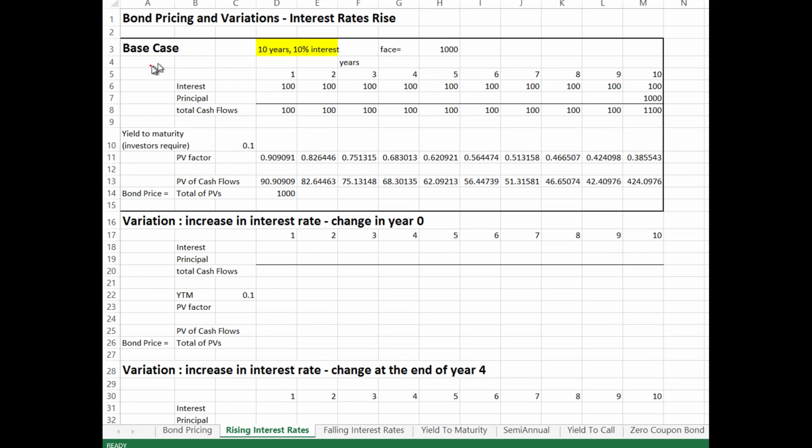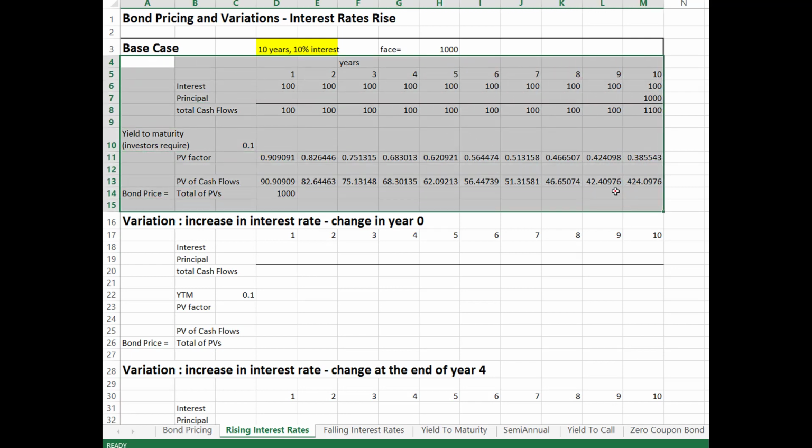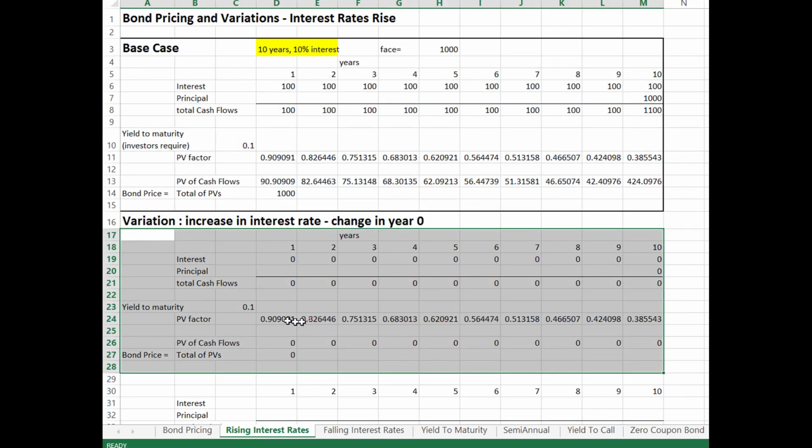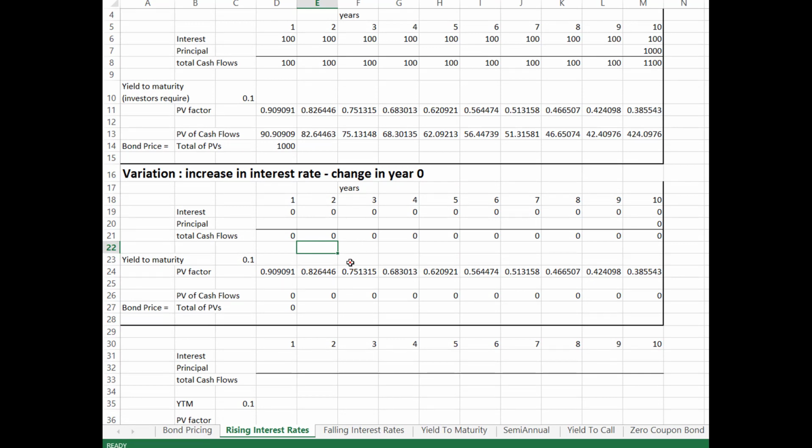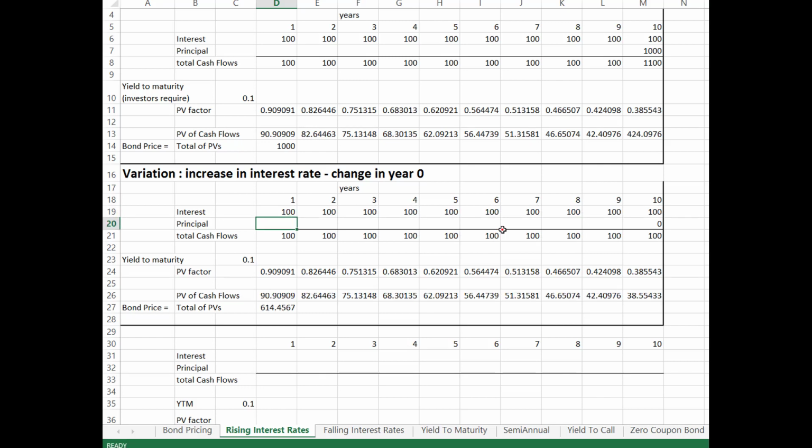All right, so we can use the base case for a variation. So I'm going to just copy this whole set. Copy, and I'll have to do a little modification, but let's start with the base case. And we'll put it right here. And the change we have to make is, the interest rate is still the same. It's the face amount of 1,000 times the coupon rate of 0.1. So that's the same. The principal is the same, so that's 1,000. So those are the cash flows.